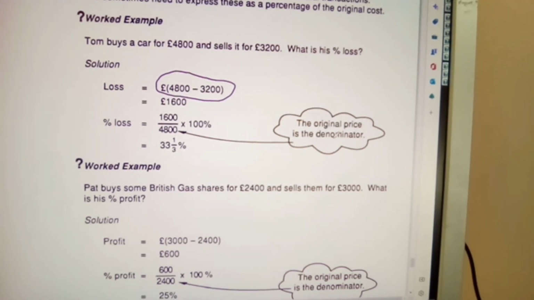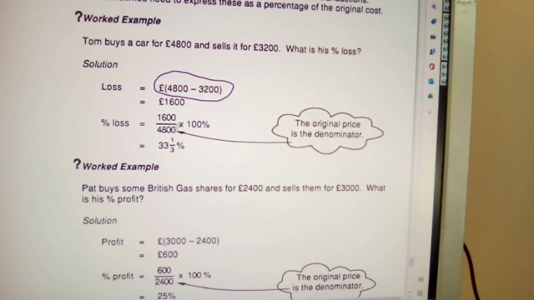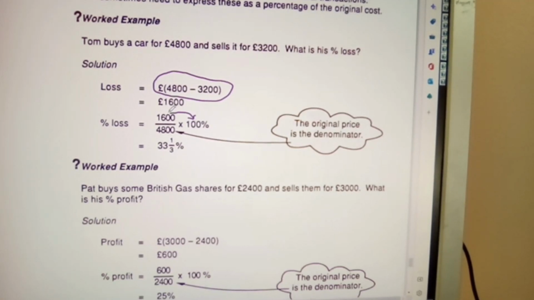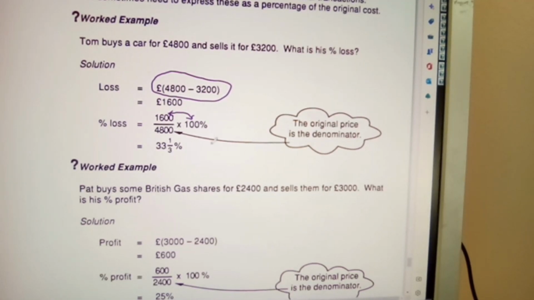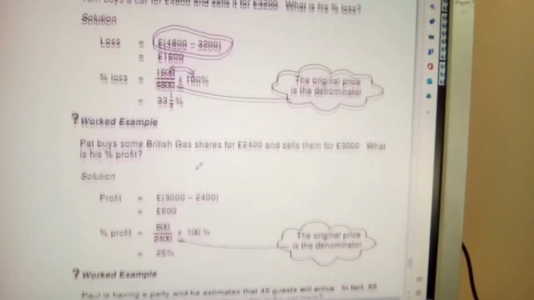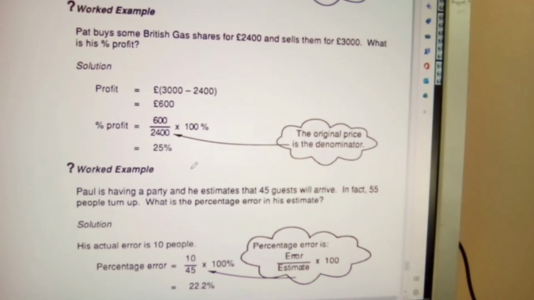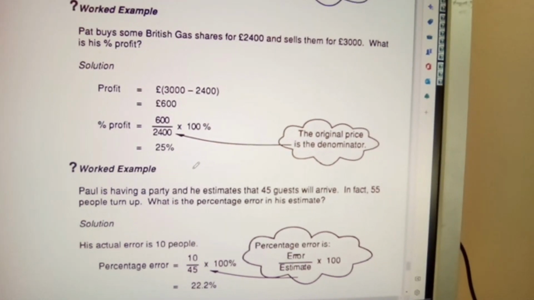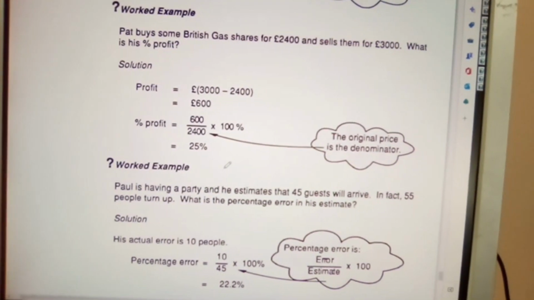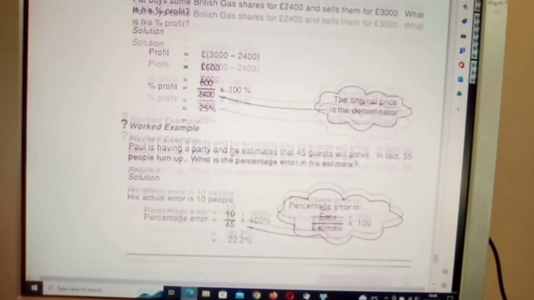And here it says the original price is your denominator. So you would multiply that by that, in order to get your correct solution, and divide by the denominator. Now again here you have other examples, and these are examples that you need to be familiar with and be able to work through.